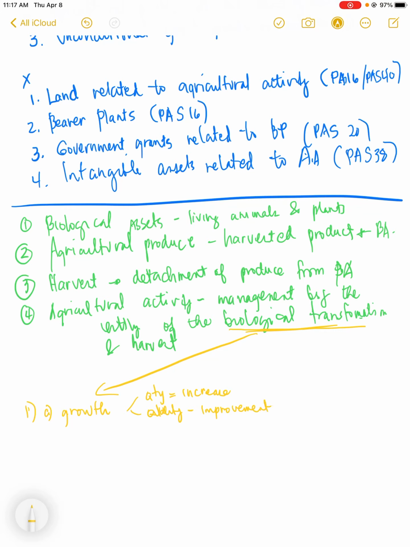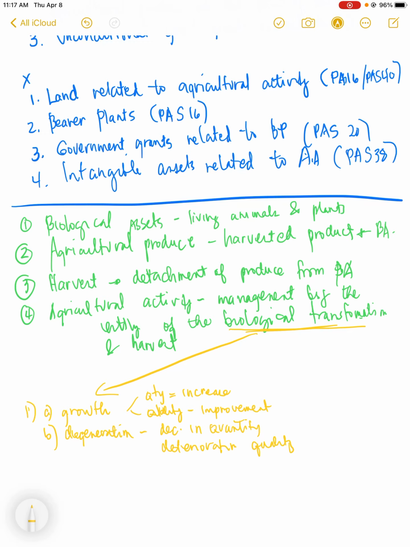But aside from that, in the process of transformation, there is a possibility na instead of growing, nagkakaroon ng degeneration. So, the degeneration is actually just the opposite of the growth, where there is a decrease in quantity and also some deterioration in terms of quality.